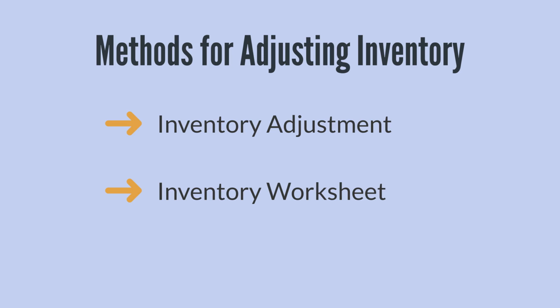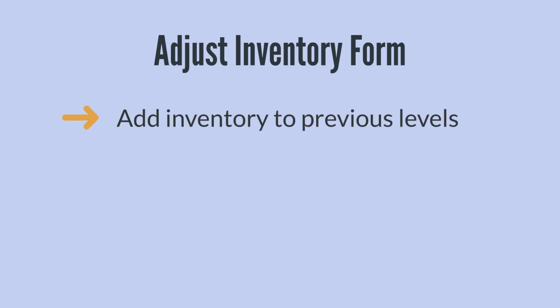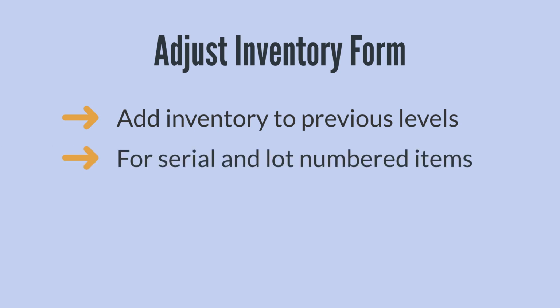First, the best option for you to change your inventory count for a certain item might be the Adjust Inventory form. You would use this form if the adjustment you need to make will add an amount of inventory to your previous stock levels. This method is the only way to adjust serial and lot numbered items.